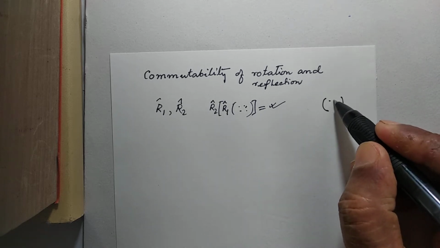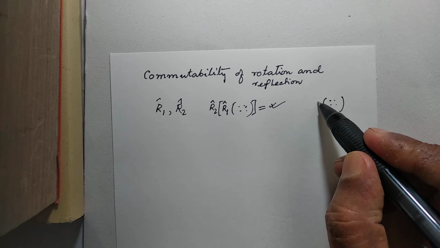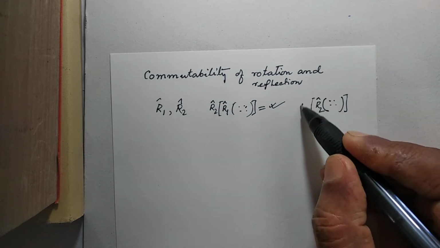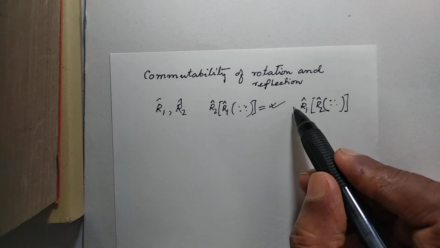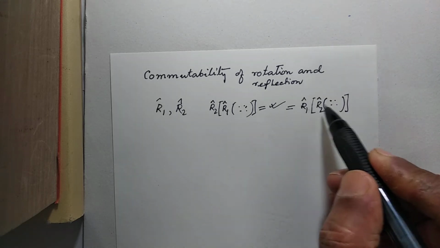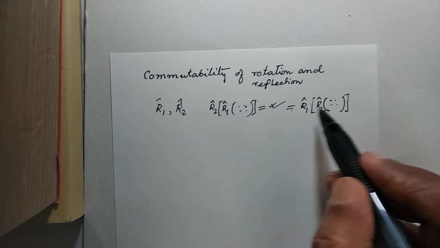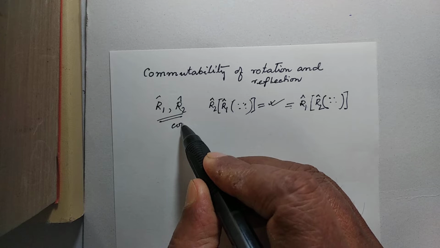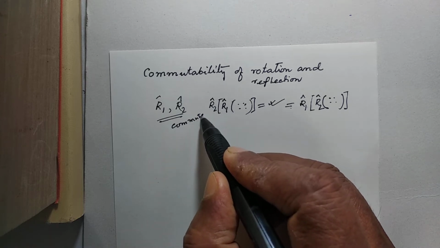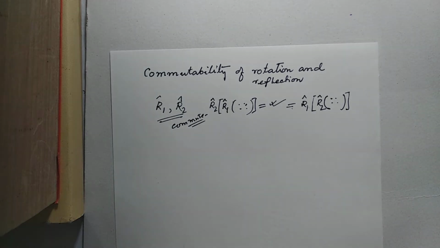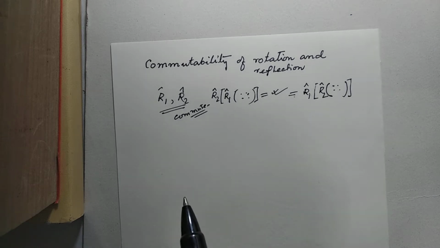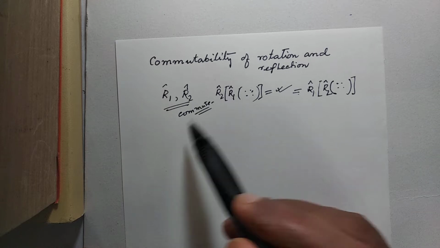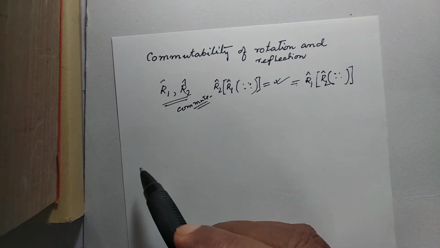We can do it in the reverse order. We start from the original configuration, first apply R2, and then on the result we can apply R1. If we find that this result and this result are the same, then we say that these two operators commute. We'll study such commutation property for a rotation and reflection operator.